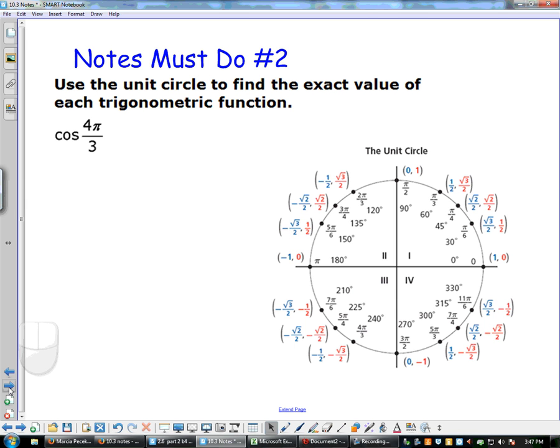So you're going to use the unit circle to find the exact value of cosine of 4 pi over 3. So find the 4 pi over 3 on the unit circle, and remember cosine is the x over r, where r is equal to 1 on the unit circle.